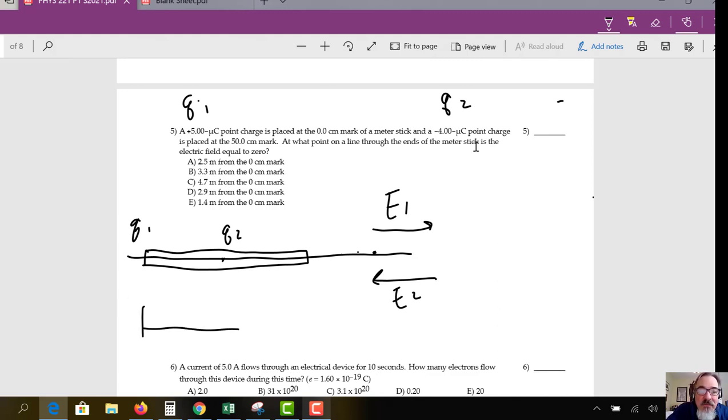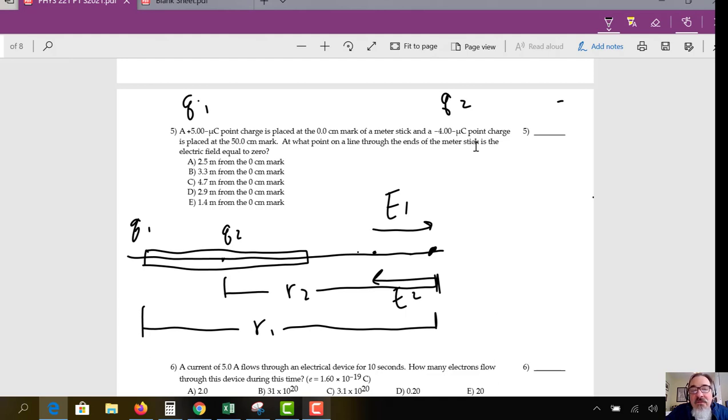So the distance to that point from Q1 is R1. Let's just say that this is the point here. That's the point where the electric field could be 0. Okay, so the distance from Q1 to that point is R1. Really, that's what they're asking in the problem. And then this distance is R2, the distance from Q2 to the point.